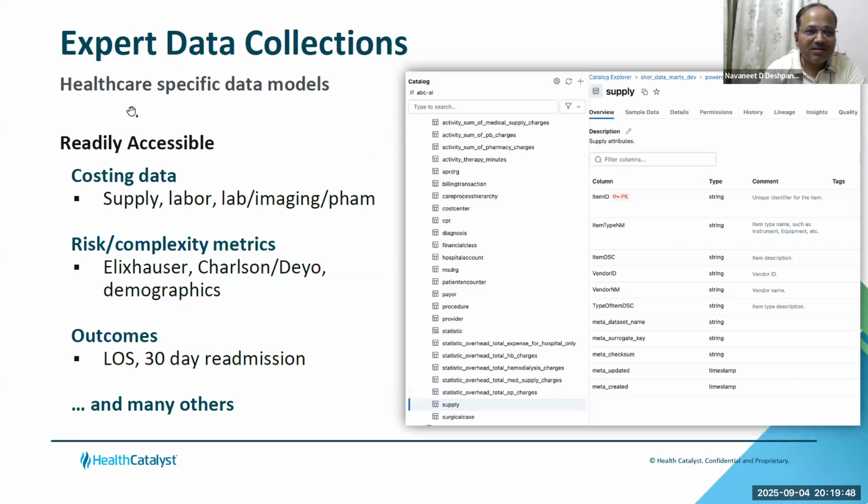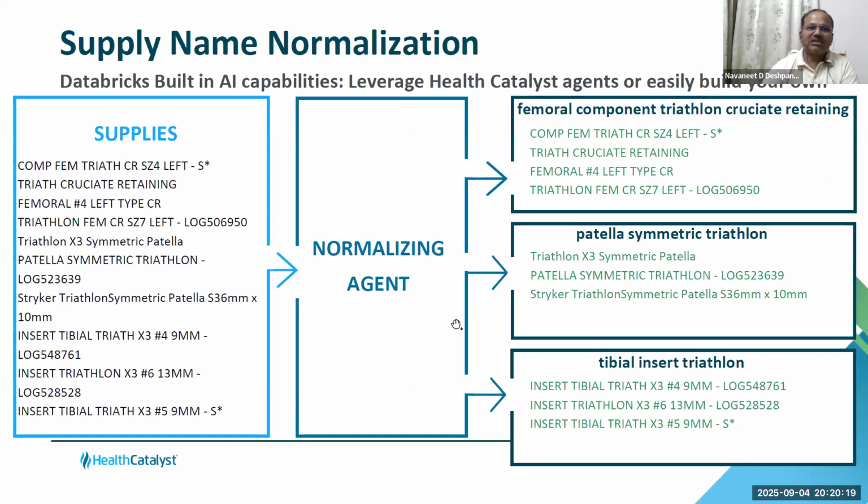So one thing is costing the data itself is important. Costing the data itself is very important. Supply, labor, then imaging, everything, costing the data, then risk complexity metrics. Okay, then you have length of stay, 30-day readmission, all those things. Healthcare specific data models are talking about these kinds of data. So expert data collections are talking about costing the data, risk or complexity metrics, then outcomes for length of stay. So all these are some of the words which we come across in a specific example.